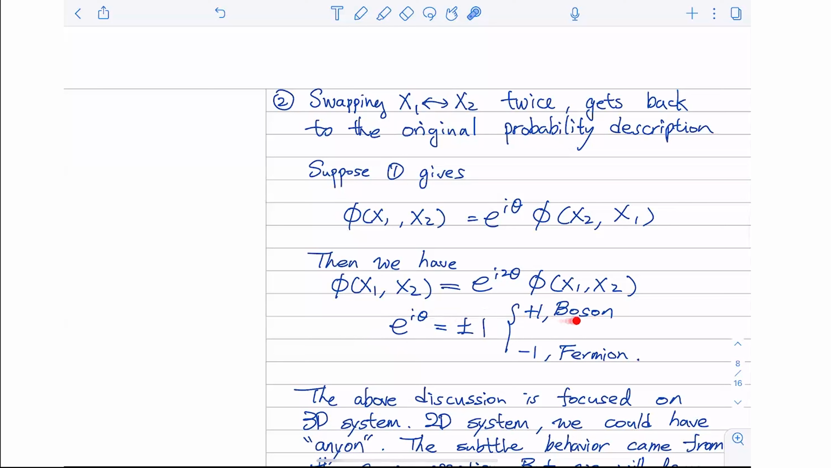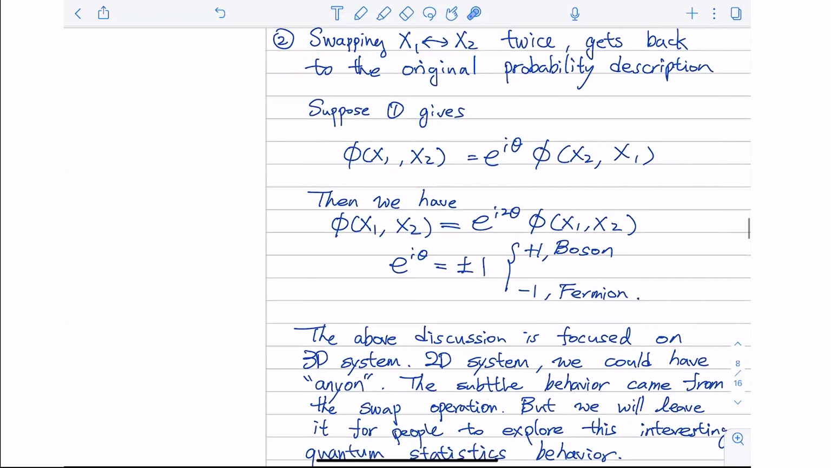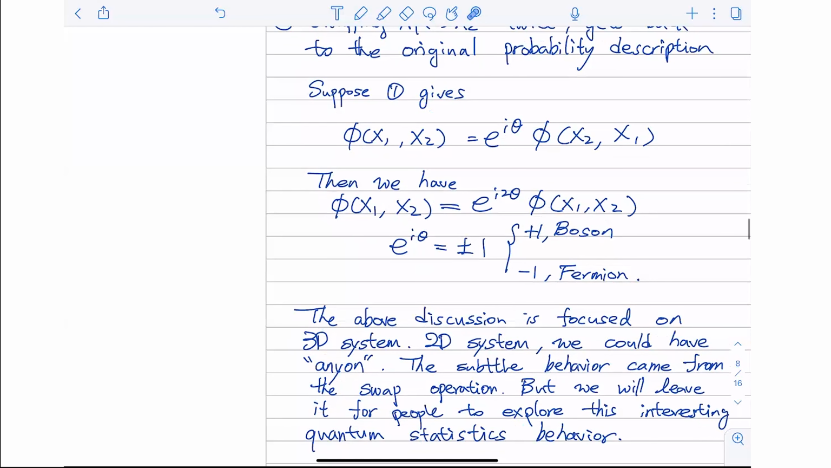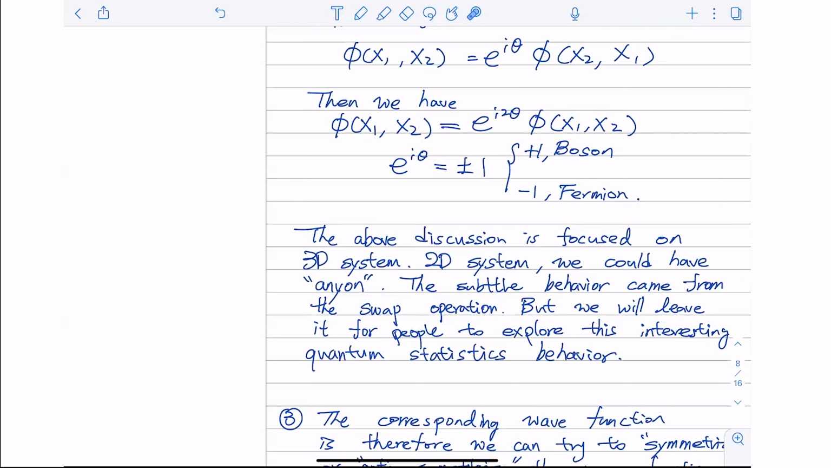And the wave function that is symmetrized is what people call the boson. And the wave function that is anti-symmetrized is what people call the fermions. Okay. So there's a subtle part that I will not discuss in detail. The important thing is that in our discussion, it seems like the dimensionality is not really important. But it is not true.